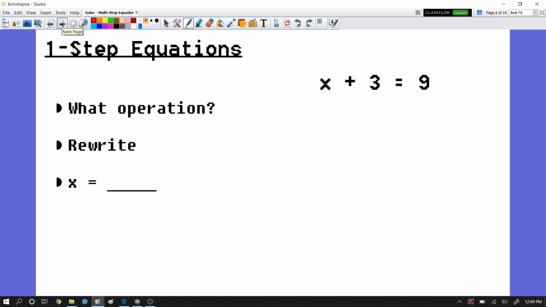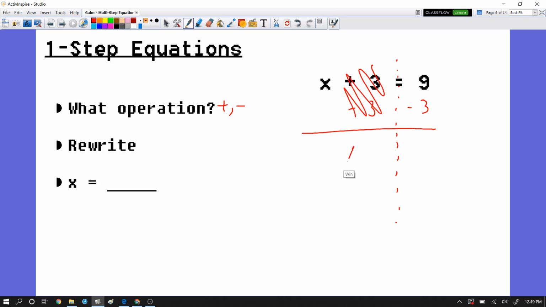I just want to review one-step equations and then two-step equations, make sure that we're on the same page. We always know that we're dividing the problem in half, and that's always going to be the equal sign that's creating that wall. We're identifying the operation. I see plus, so I'm going to do subtract. Minus 3, minus 3. 3 minus 3 is 0. Opposites always 0 out. 9 minus 3 is 6. So you can see I rewrote. Answer is 6.